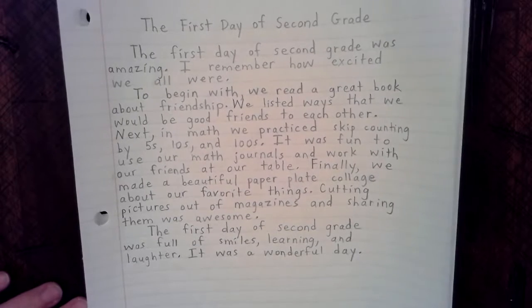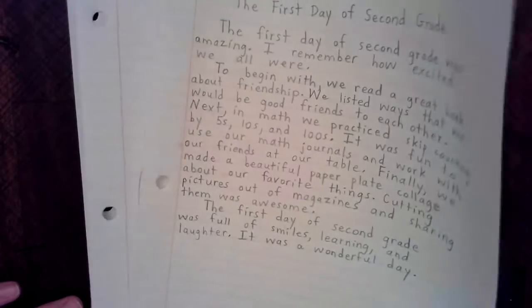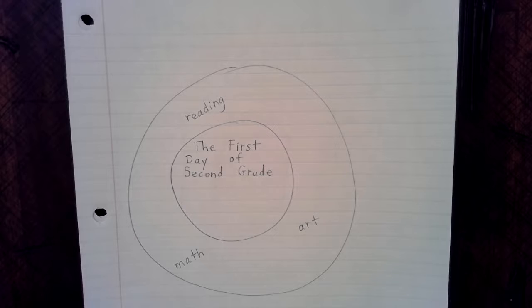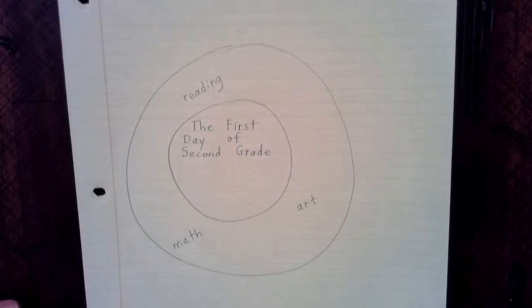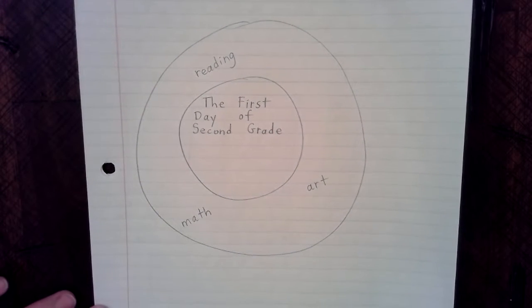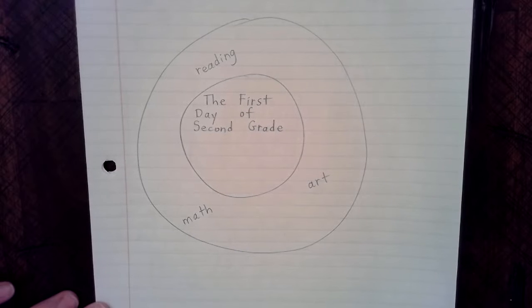Remember, we wanted to write a story where we recounted an event, and we wanted to give details that described actions and thoughts and feelings. We wanted to use transition words and we wanted to give a conclusion.